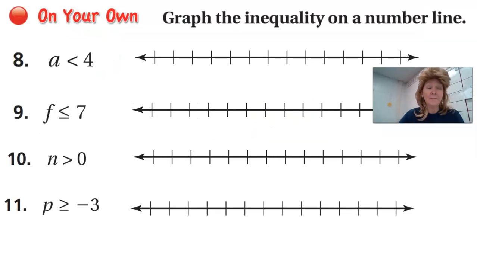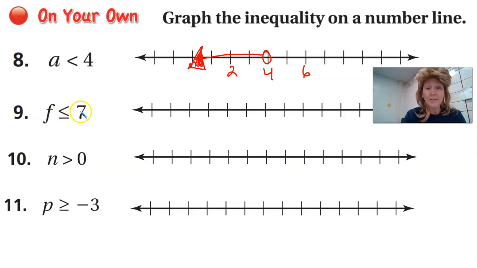Okay, so now I have some OYOs for you to try. So pause the video and try these. Okay, a is less than 4, so I'm going to do 2, 4, 6 on my number line. I'm going to do an open circle on 4, and then I'm going to do an arrow going off to the left.